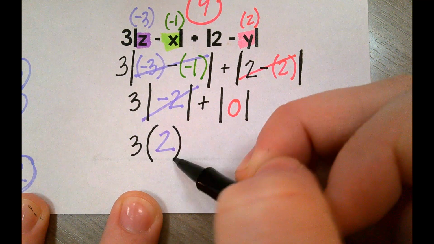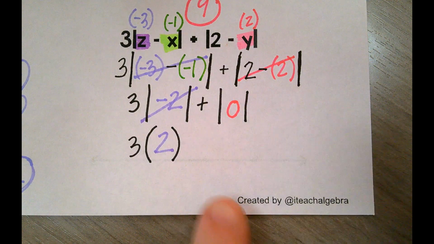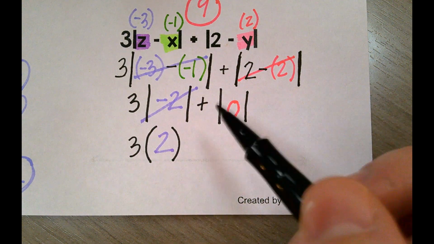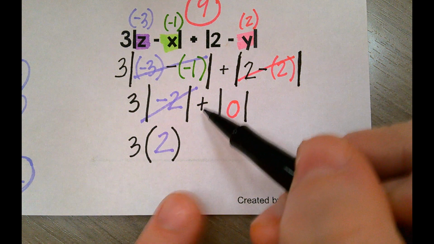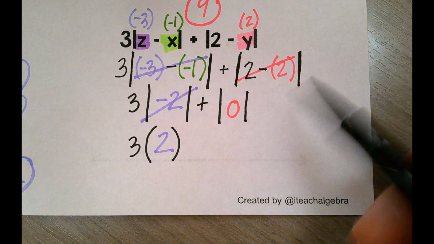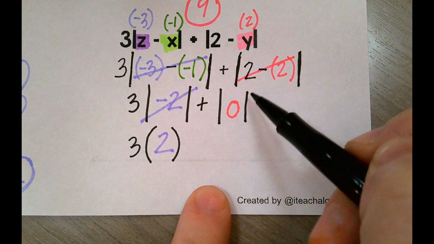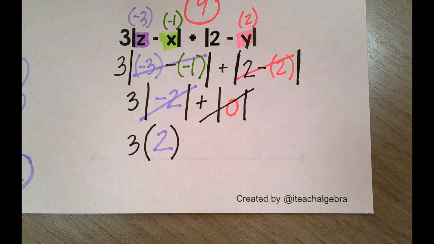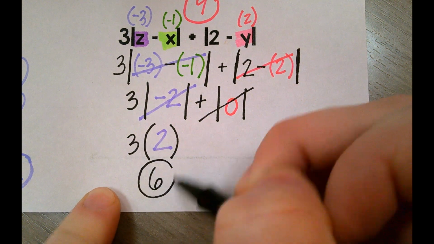So I'm going to put that in parentheses because now I have a multiplication problem. What else comes down? You could bring down +0. What is the absolute value of 0? It's going to be 0. So at this step, you could bring down +0, or you could cross it out because when you add 0 to something, it doesn't change the answer. I'm just going to cross that out. All that's left is 3 times 2, right? 6. 3 times 2 is 6. All right. That's our answer.